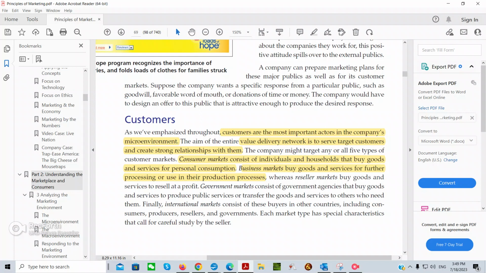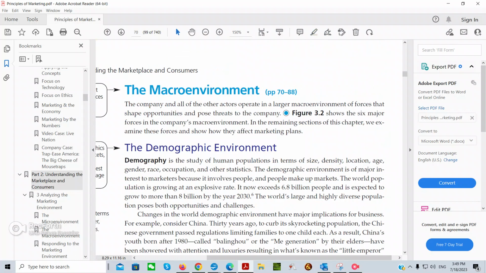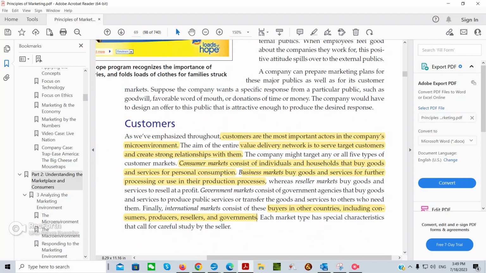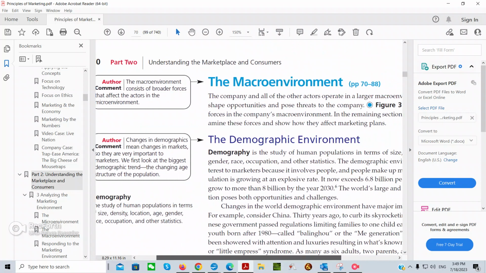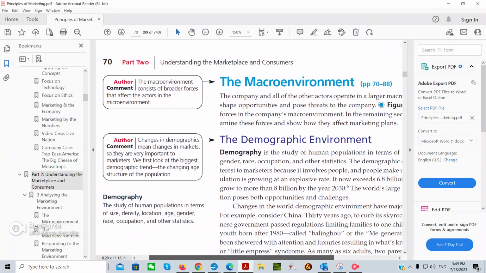And finally, we have international markets, which consist of buyers in other countries, including consumers, producers, resellers, and governments. Each market type has special characteristics that call for careful study by the seller.